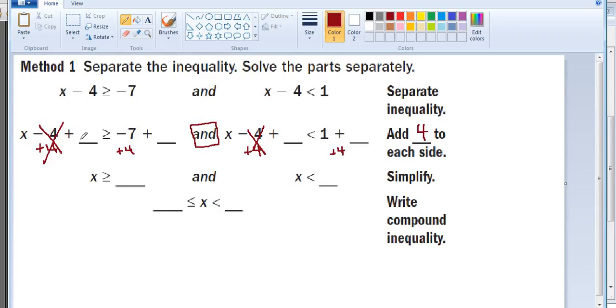Here's what we're left with. We're left with the x, and then -7 plus 4 is -3. Over on this side, those cross off, left with the x. 1 plus 4 is 5. Okay? Now, looking here, this is saying x is greater than or equal to -3. So let's look at it this way. X is greater than or equal to -3. Over here, we already have x less than 5. So how this reads now is x is greater than or equal to -3, and x is less than 5.